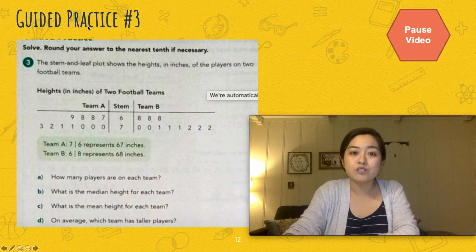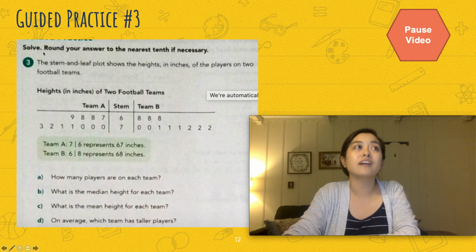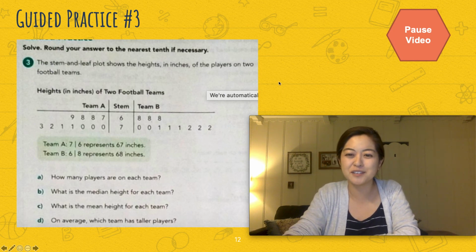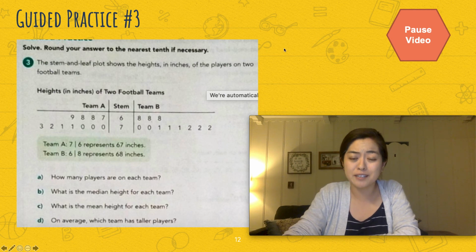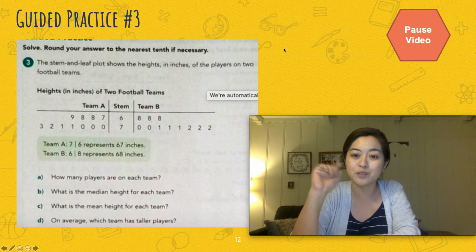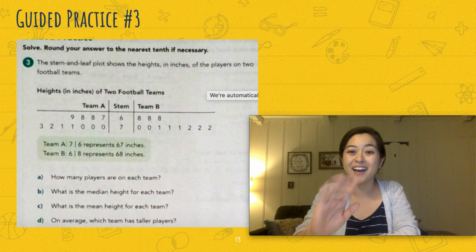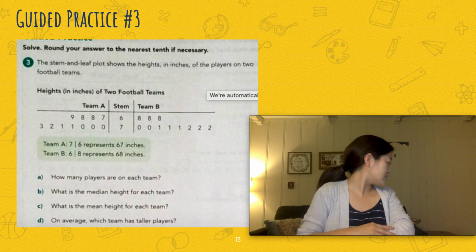All right, would you please pause the video and try the guided practice? Ignore this little sign that says we're automatically, I don't know how it got there, but it's there. Just ignore it. And please do guided practice number 3 on your own. And when you're ready to check your answers, please press the video again. Okay, press play. Hi. Okay, so let's see what you got here.